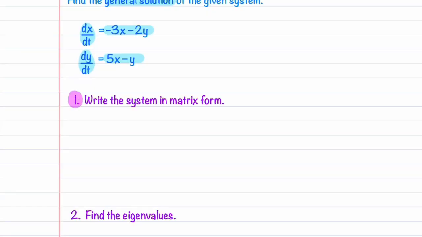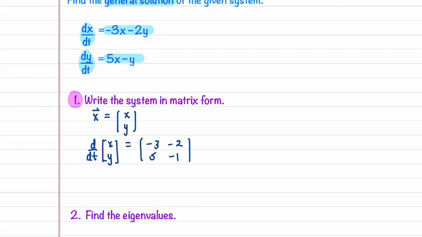The first thing that we're going to do is write the system in matrix form. I'm going to start by letting vector x be a vector with components x and y. This gives us the derivative with respect to time of our vector x that has components x, y. And this is going to be equal to minus 3, minus 2, 5, minus 1. That's our matrix made up of the coefficients, if we look back up here, from our system of equations. And then we multiply this by x, y.